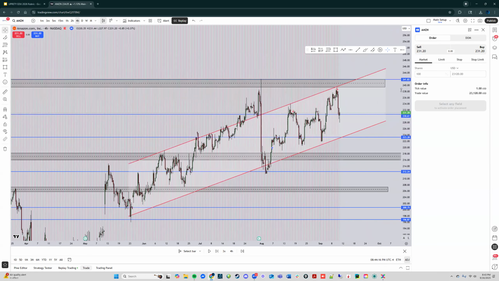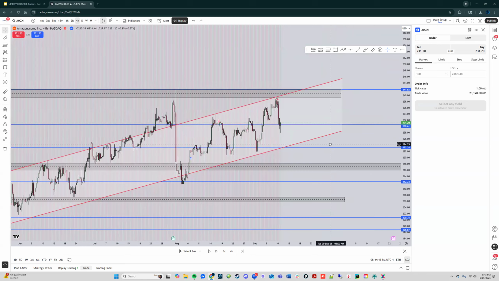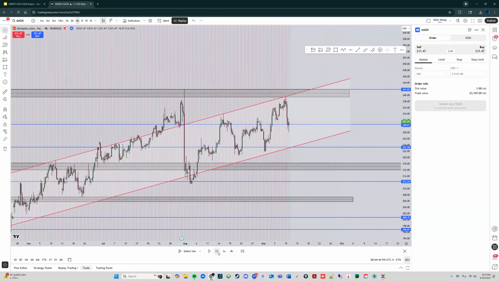Okay, we have a channel. Okay, we have a channel as confirmation. We also have a supply zone. Okay, we also have wicking. Okay, and we also have a target. Okay, those are all the confirmations you need to take a trade. Okay, and that keeps us from losing money up in this chop. Okay, one more trade and then we'll go to smaller time frames.